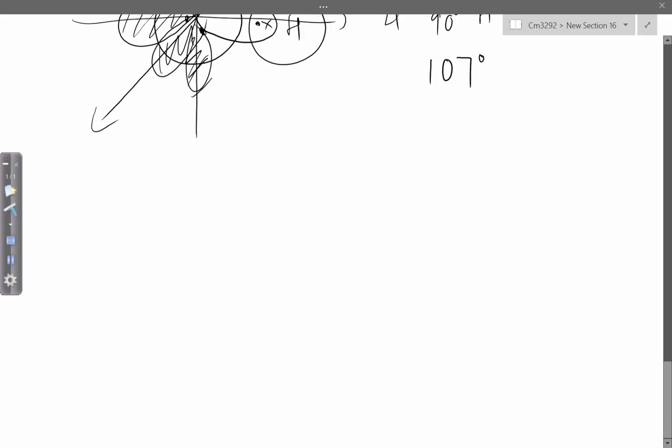So just to check your understanding, can you tell me what's the problem of using only valence bond theory to describe BH3? So you can draw the same thing, right?